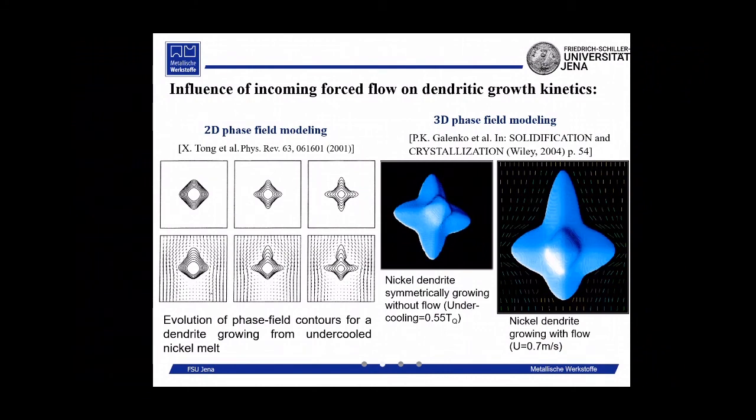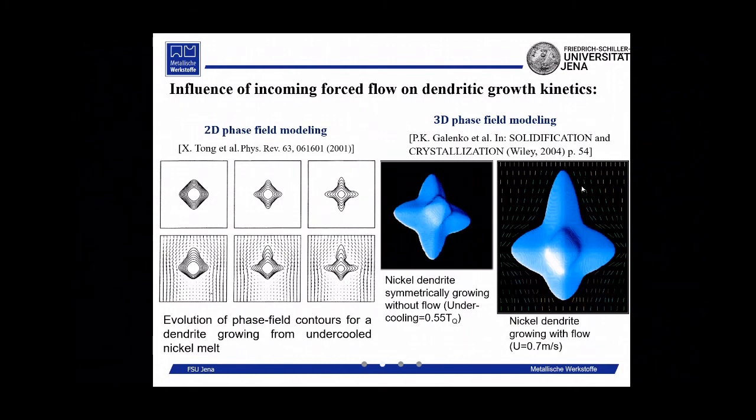We know that from the boundary condition of the Stefan problem. Velocity is proportional to the thermal gradient. So in the case of stagnant liquid, heat propagates into well-established directions dictated by preferable crystallographic directions, and we have a symmetrical heat field around the dendrite.